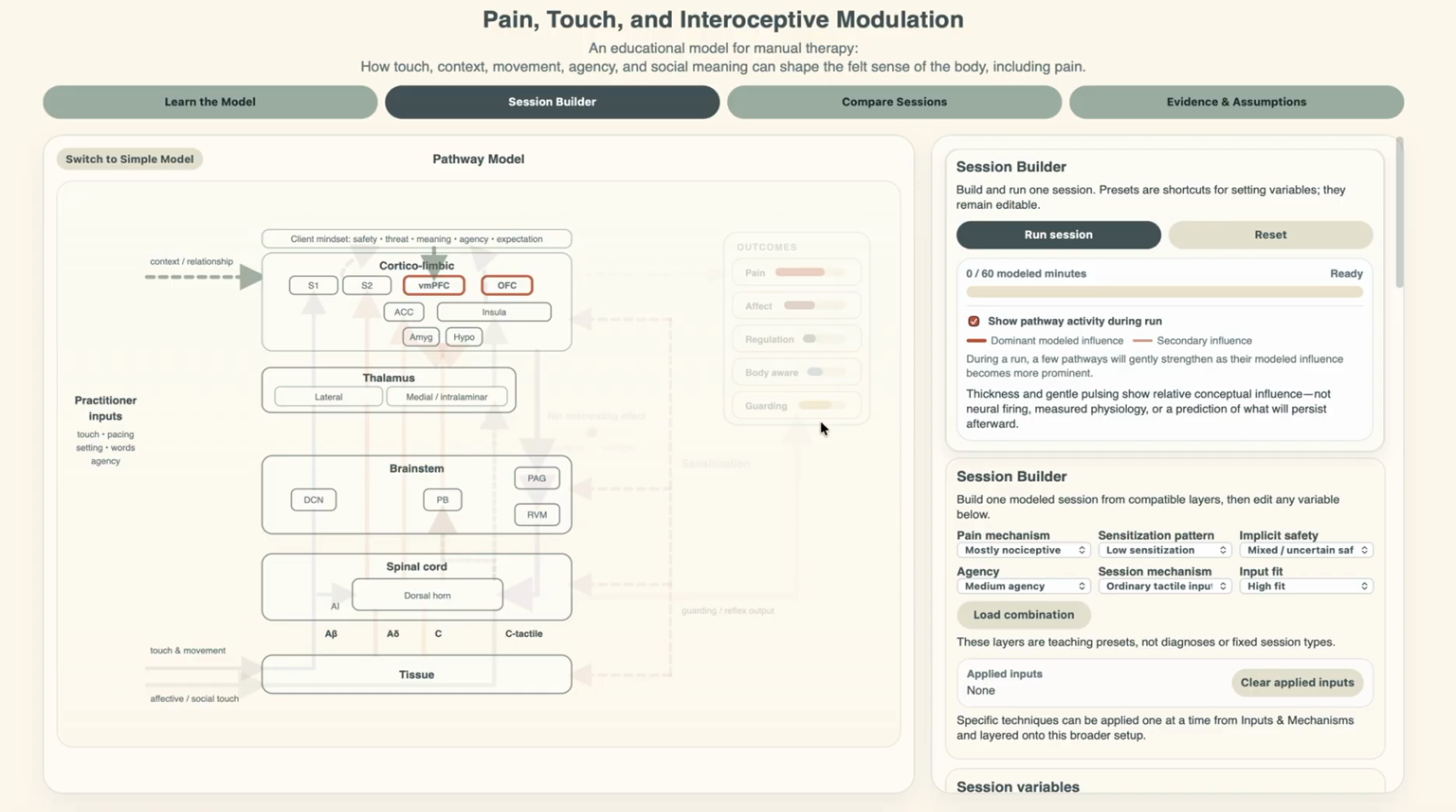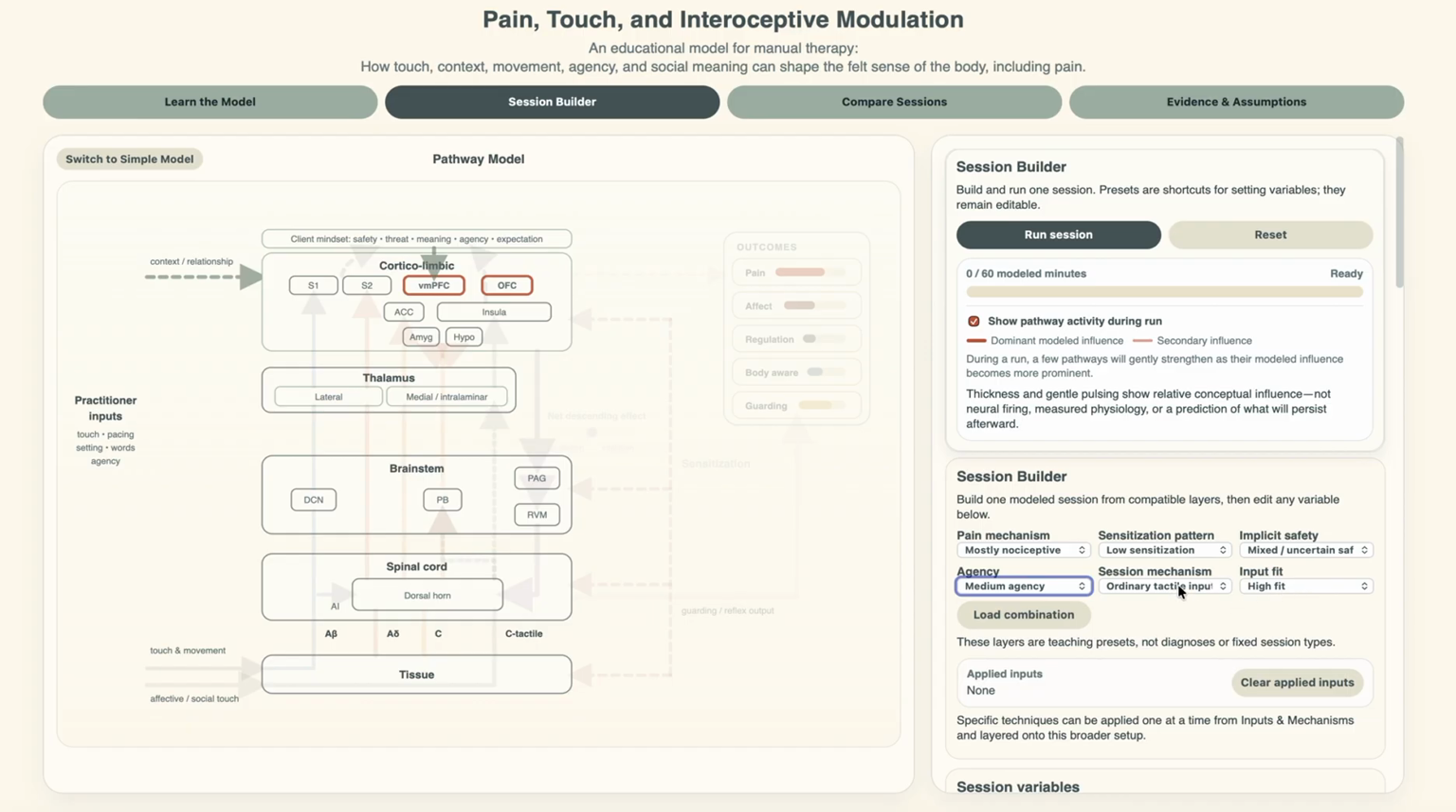The session builder lets us put all these pieces together. So we can begin with the dominant pain mechanism right here. We'll say it's mostly nociceptive. And then we can independently change the sensitization level. We'll keep it at low sensitization. And we can adjust the implicit safety level. And then we can play with the amount of agency a person has and whether the fit is right. Is this what the person's wanting from the session? Is it tolerable? Is it appropriate for this particular client?